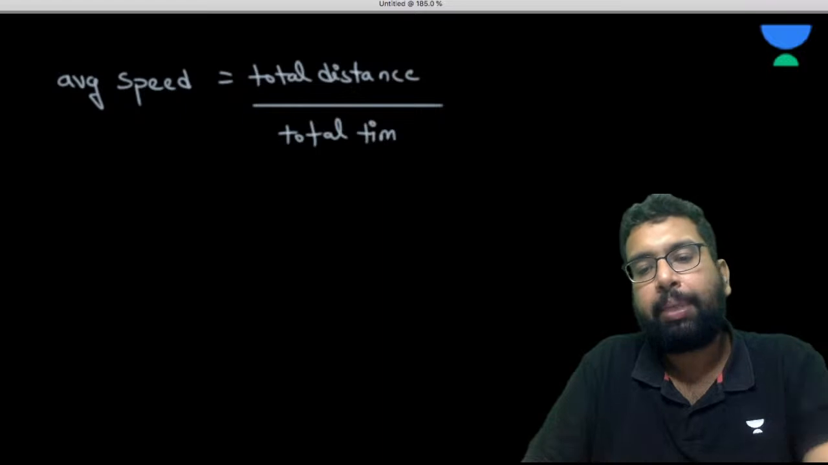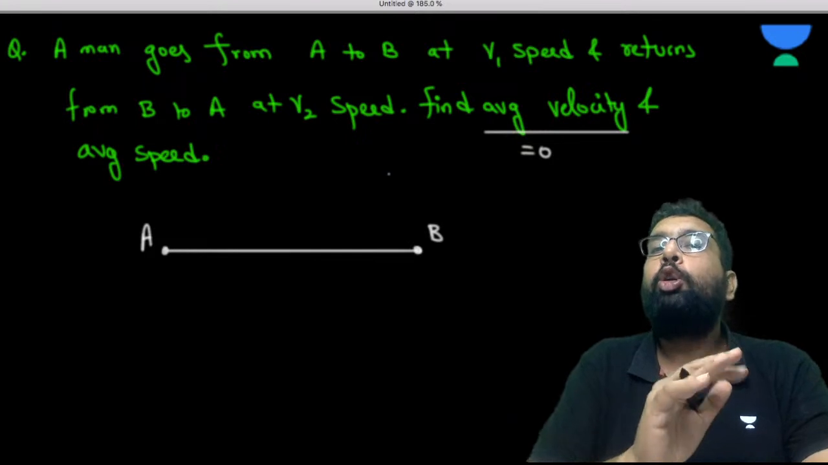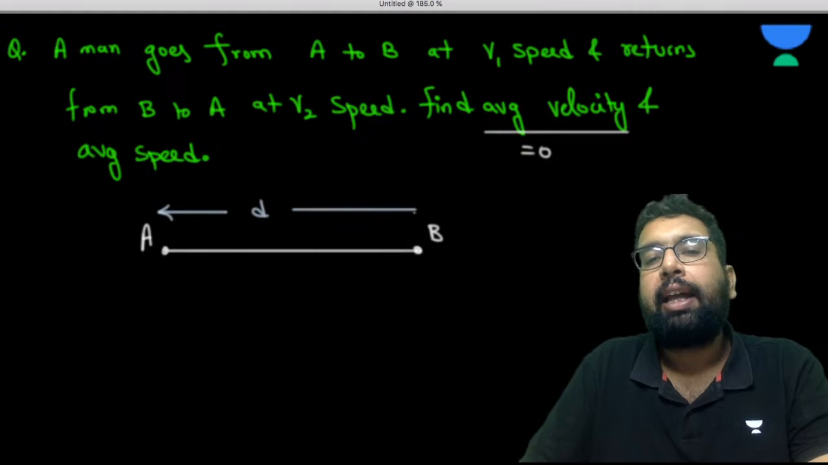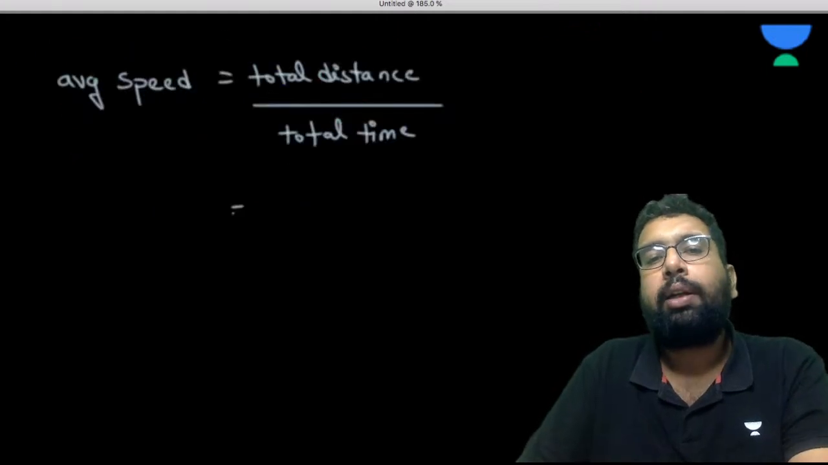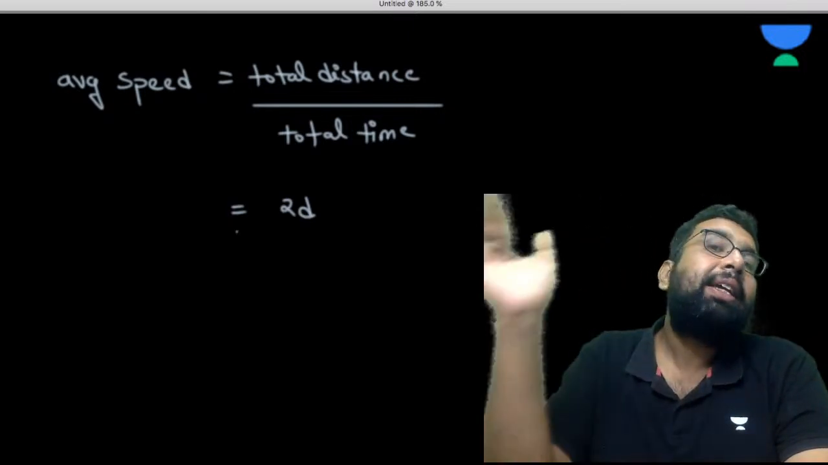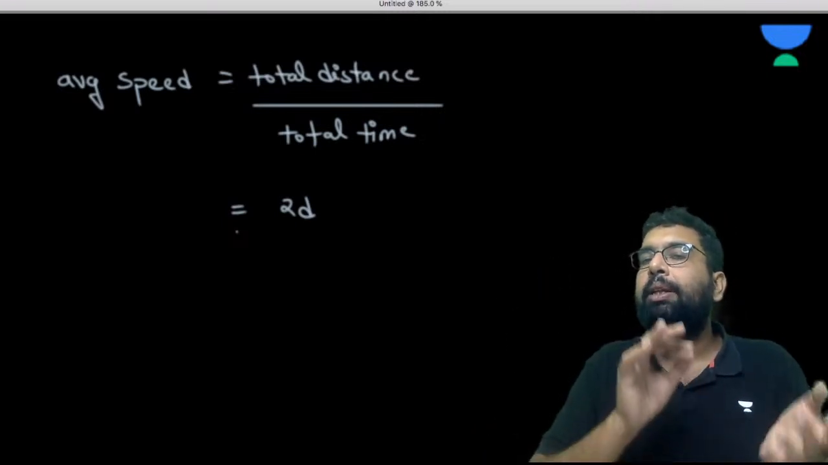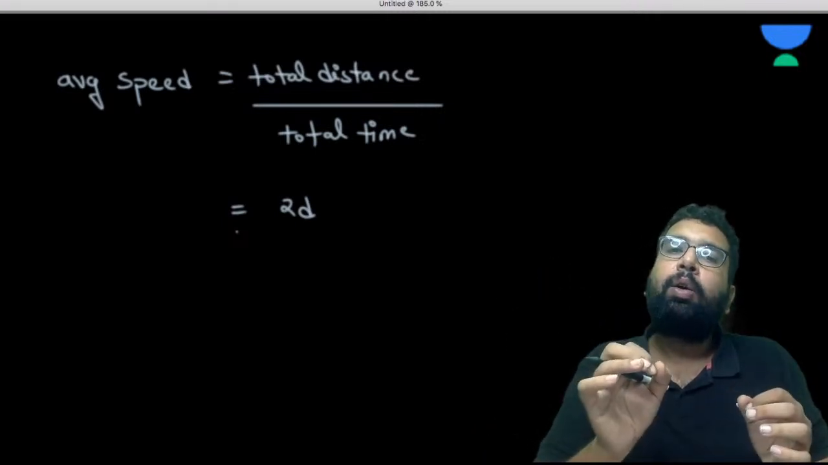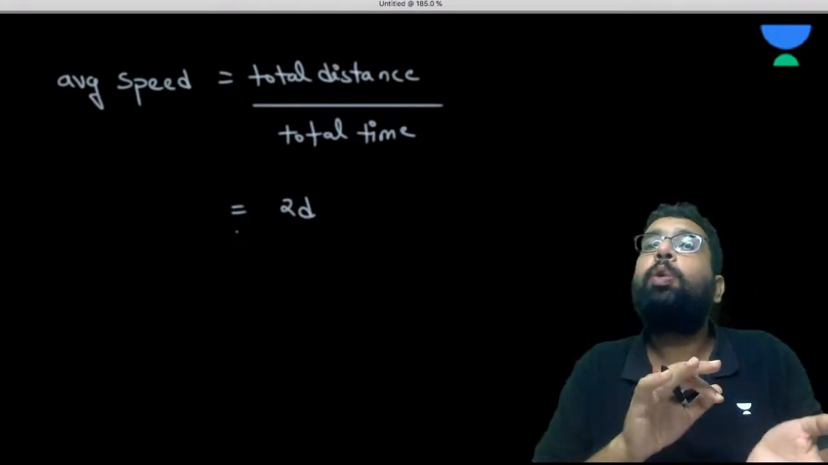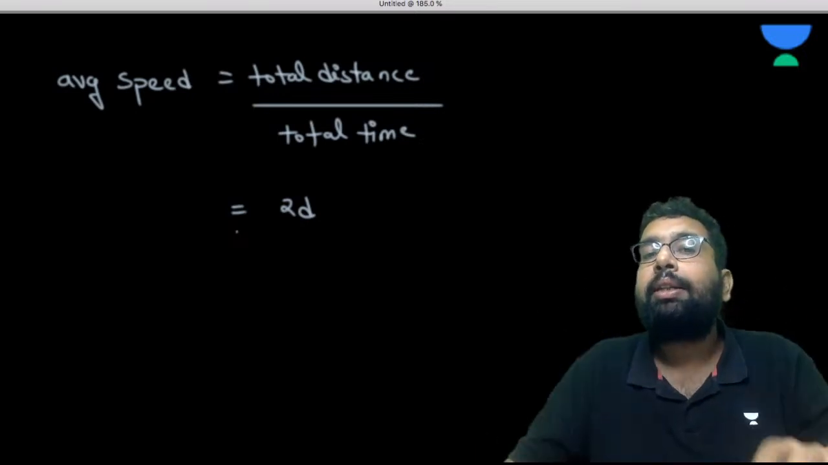So this person went from A to B and then came back from B to A. If the distance from A to B is D, the total distance covered by him is 2D. How come, sir? He went D and then he came back. When he goes from A to B and then from B to A, he has again taken that much distance. So the total distance is 2D.